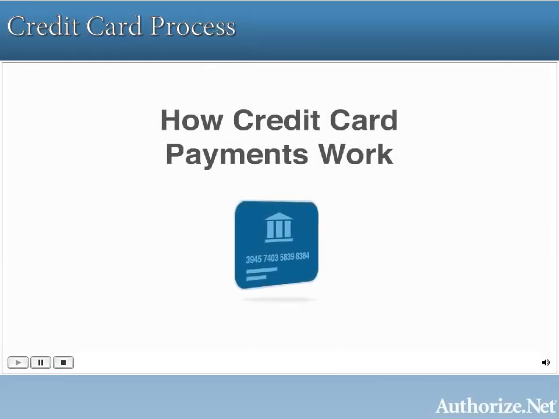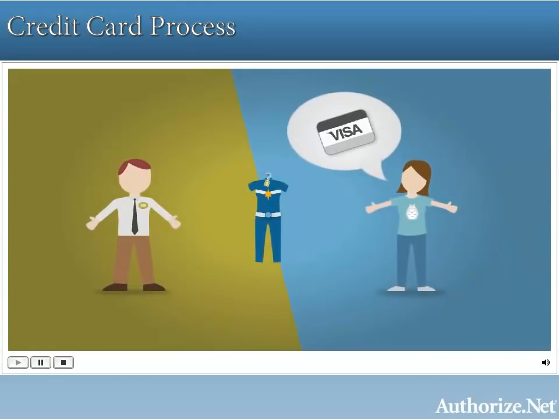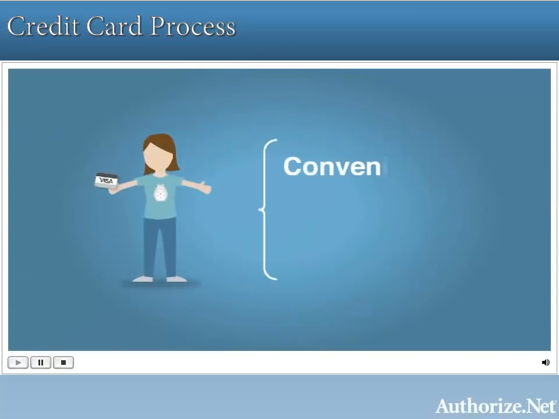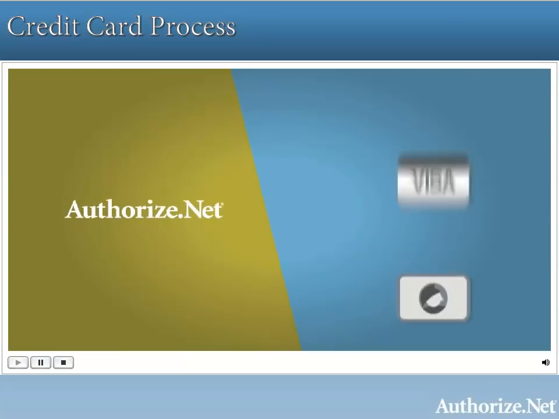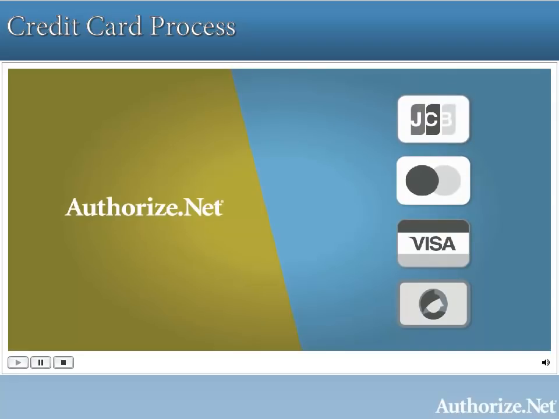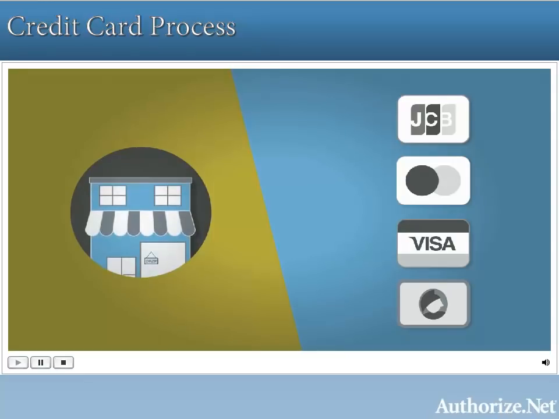How credit card payments work. Paying with a credit card has many benefits, including convenience, easy tracking, and security. And when merchants use Authorize.net, they can accept all major credit card brands on their website, mobile device, or retail store. Paying with a credit card has three basic steps: authorization, capture, and settlement.